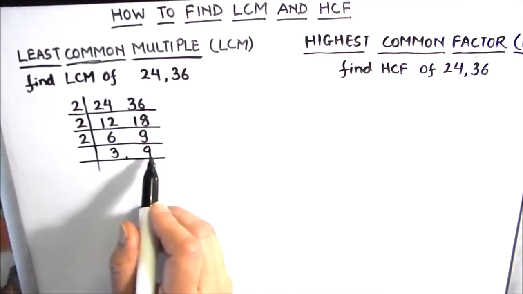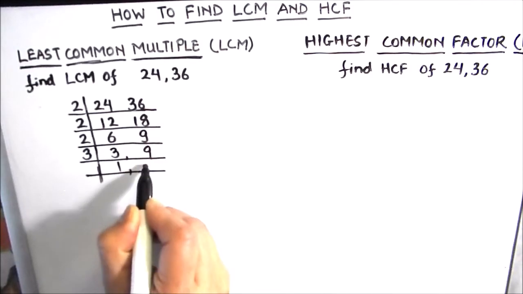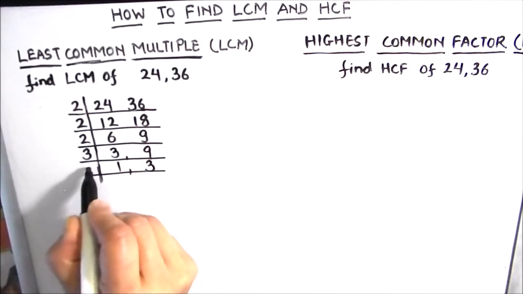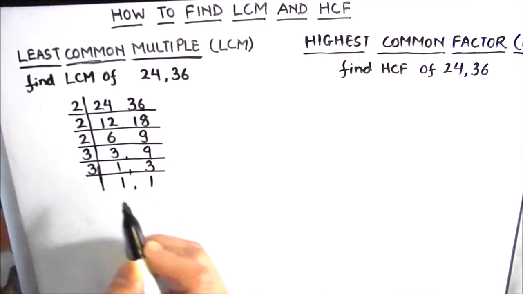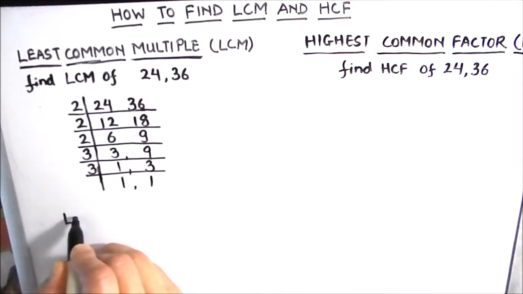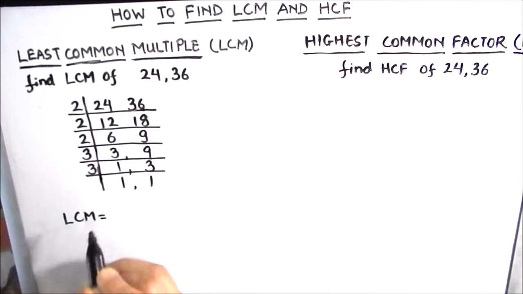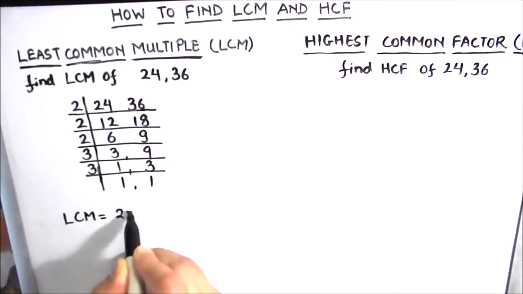Now 3 and 9 both are divisible by the number 3. 3 times 1 is 3. 3 times 3 is 9. Now 3 is only divisible by the number 3. So now we have 1 as the quotient in both the numbers. Both the numbers are fully divided. We'll stop here. We'll write the LCM of 24 and 36, which is the product of all the numbers which are on the left hand side of the ladder.